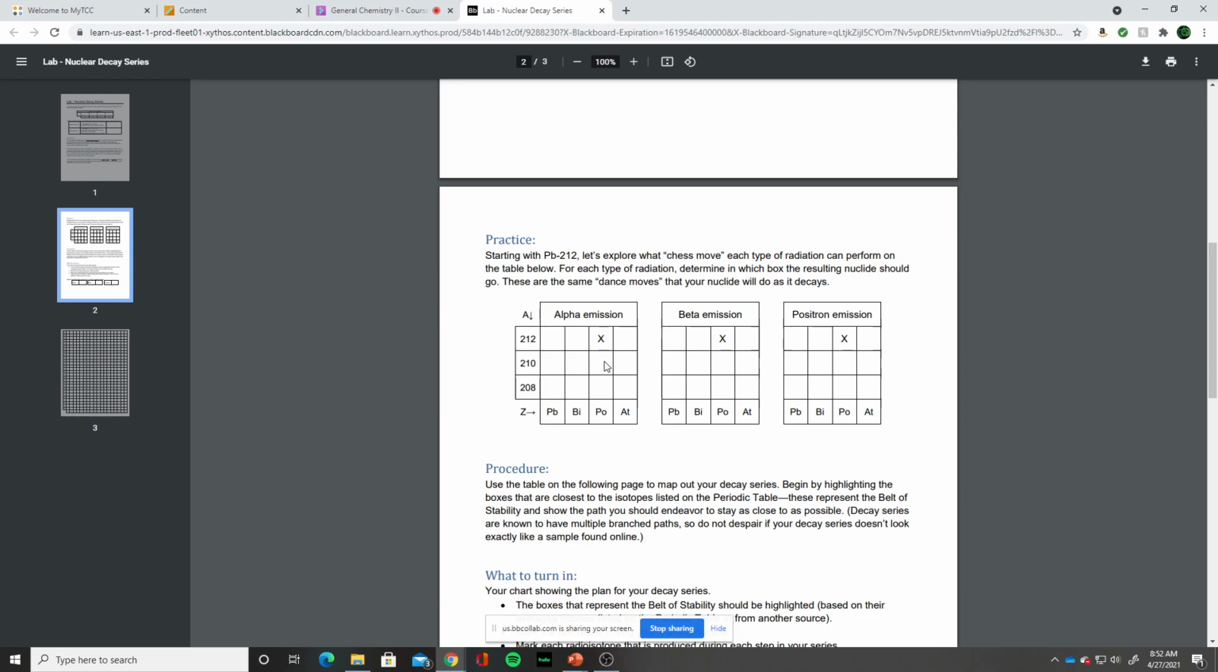So each of these 3 kinds of radioactive decay that we can use has a specific, what it's called a chess move here. It's not necessarily a common term. Don't go to a different book and expect to find that somewhere. It's just in this particular lab, that's what they call it. So every time an alpha emission occurs, the atomic number and the mass number change in a very specific way. And they always change the same way. And the same thing goes for beta emission and positron emission. They always change the same way.